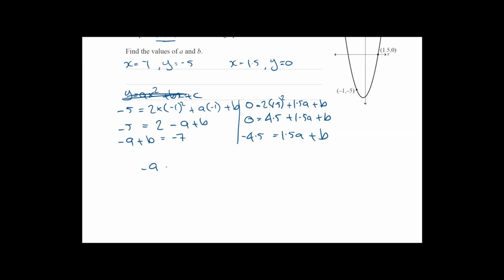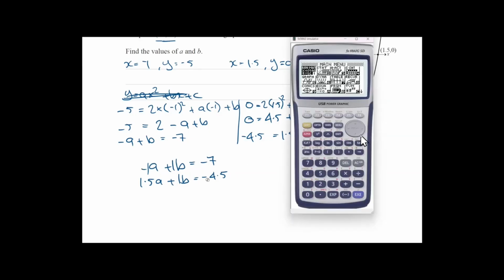So -a plus b equals -7, and 1. So put a 1 there actually. 1.5a plus 1b is going to be equal to -4.5. And at this point, I will just use a calculator. So let's go to the equations. So a is going to be x and b is going to be y. So simultaneous equation solver. There are two unknowns.